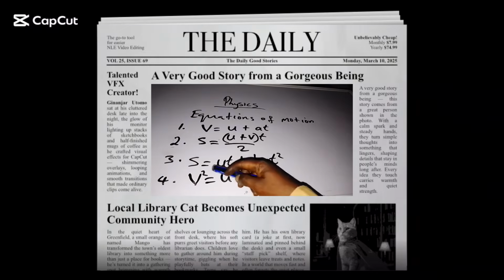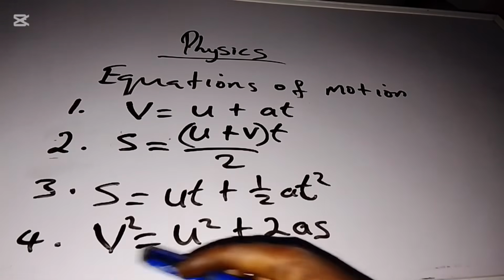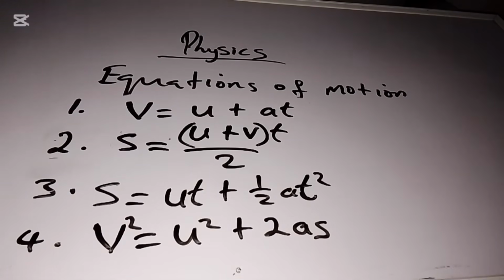Over 3, s equal to ut plus half at squared, and 4, v squared is equal to u squared plus 2as.